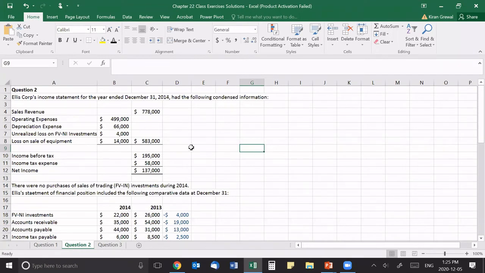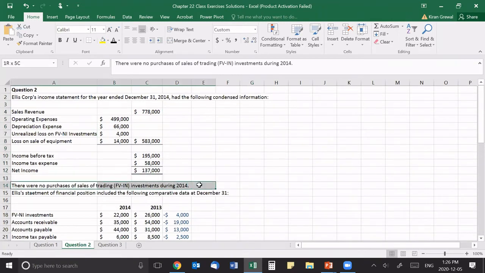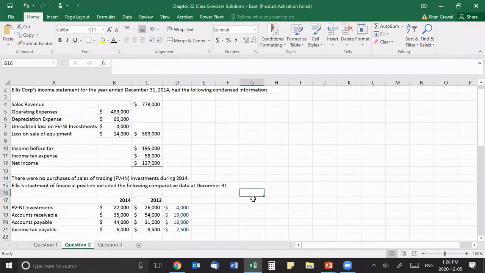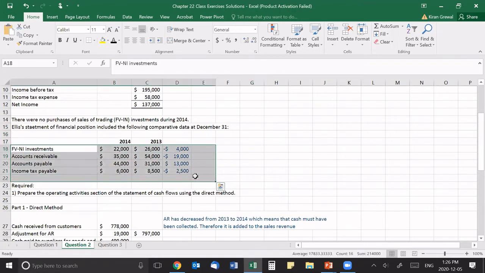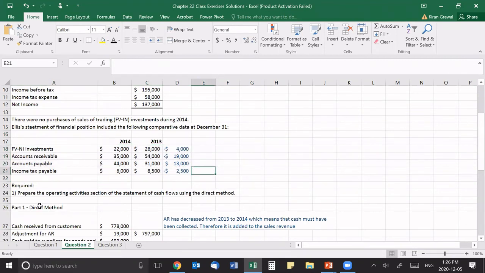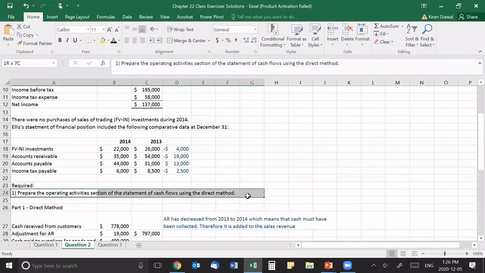All right, so we have the following information here. We have the income statement. It says there were no purchases or sales of the trading fair value net income investments in 2014. And we have the statement of financial position information, where we just have our current assets and current liabilities. It says to prepare the operating section of the statement of cash flows using the direct method.